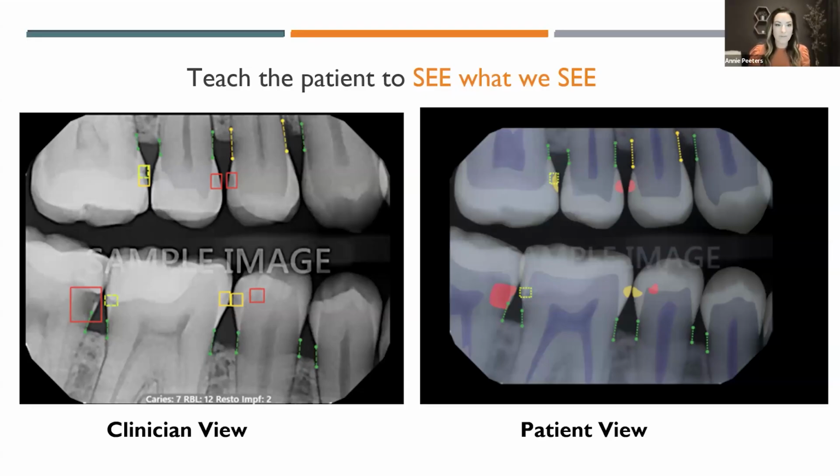So on the left here, you can see the clinician's view of an x-ray showing where AI was used to identify potential issues on these teeth. On the right-hand screen, it's the same image, but presented in a patient-friendly format. This helps the patient focus on those red areas or the yellow dots for those bone level numbers. This is going to help you as a practitioner start that treatment planning conversation and allow the patient to follow along with you. Okay.